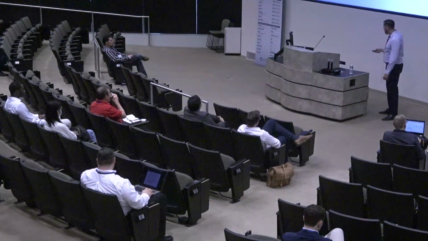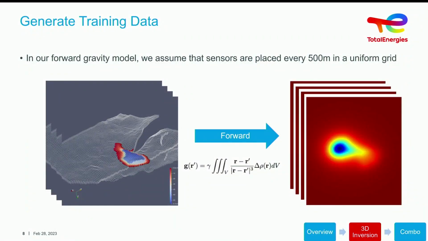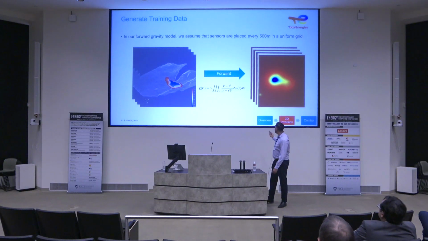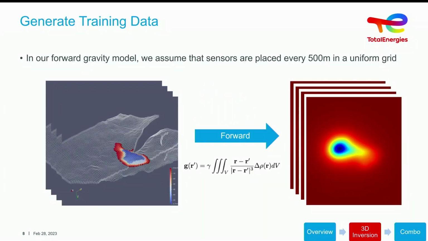The next step in our pipeline is then going to be taking each of these CO2 plumes, applying our forward operator, and out comes a bunch of 2D maps. And these 2D change in surface gravity maps are going to be the input to our neural network.